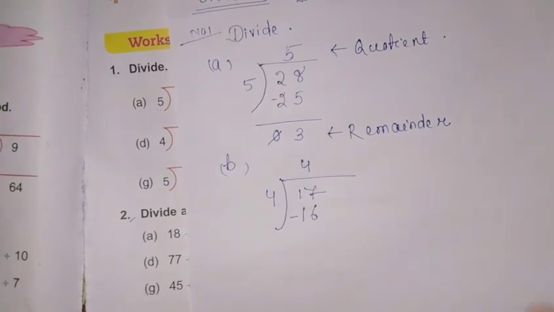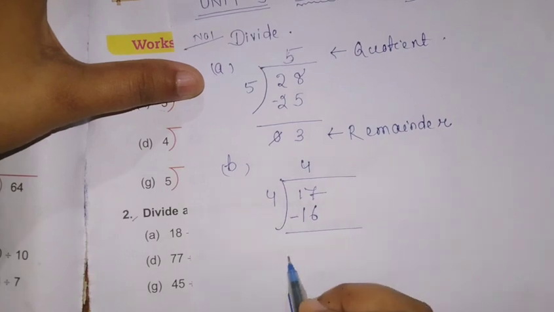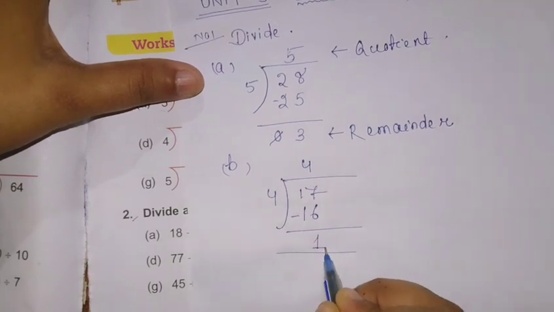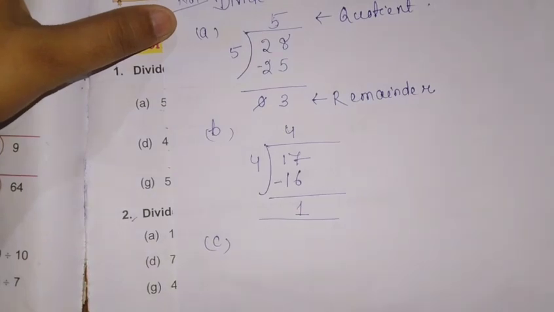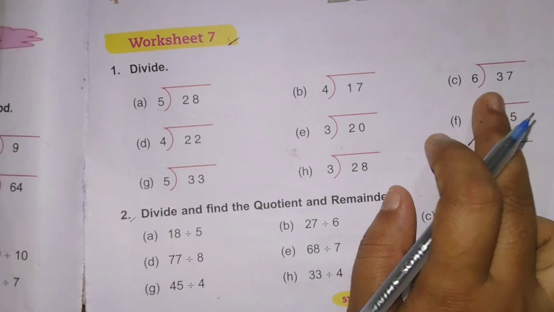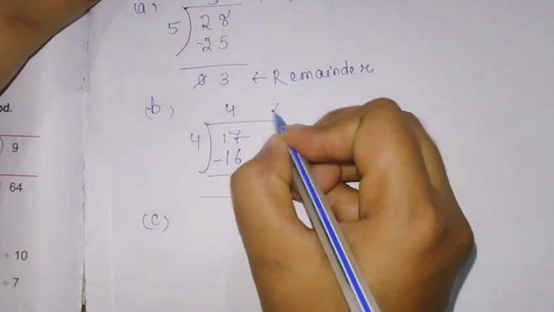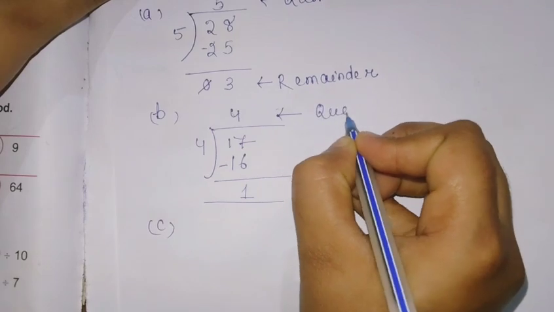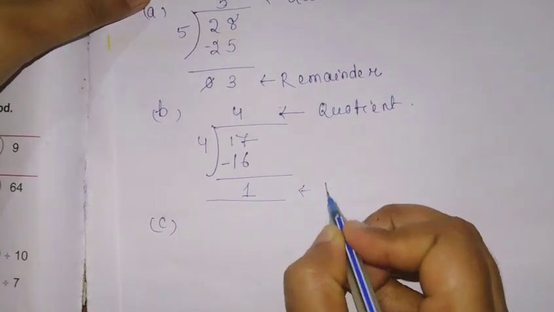Now subtract this product from the dividend. 17 minus 16 equal 1. And the remainder is 1. Here quotient is 4 and the remainder is 1. Then another point C. 37 divided by 6.